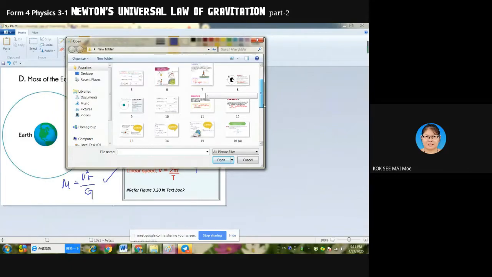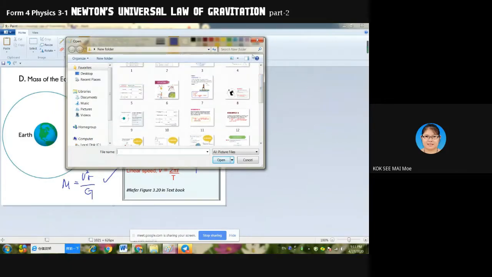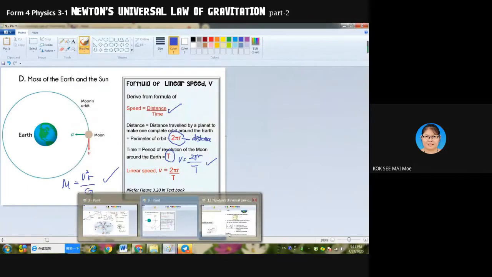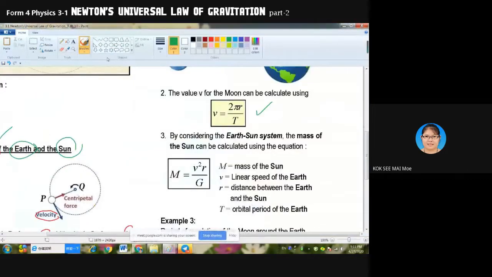And here also don't have. Okay, never mind. I just write at this part. Okay, I write the simple first. V squared over R, G. Okay, then V is equal to 2 pi R over T. So now I want to make this one go in.